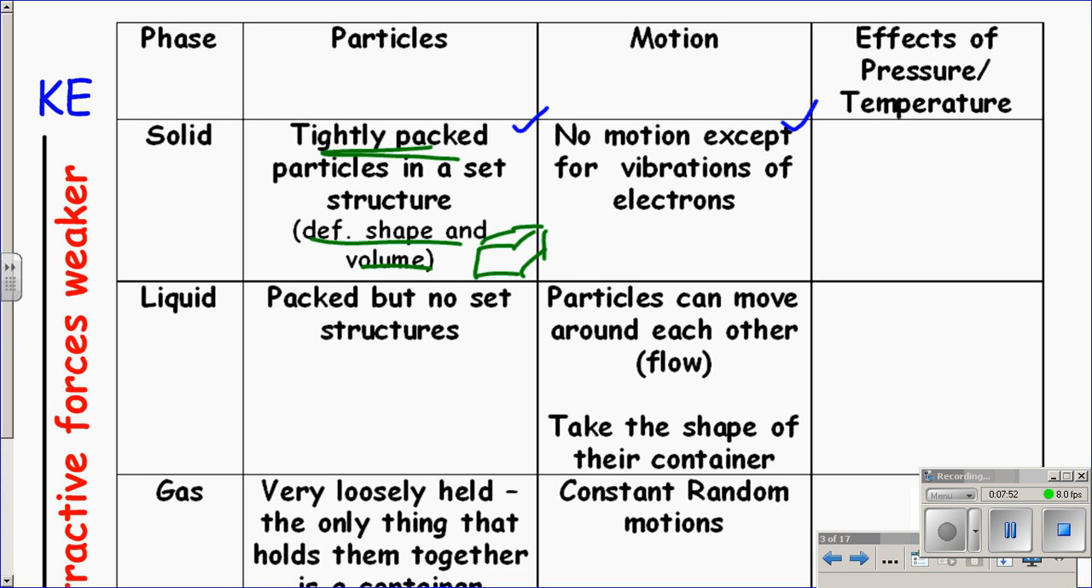Then as you go to liquid phase, they are starting to move apart some, but they're still in this general volume. So they have a set volume, but no set shape, right? So that's how the liquids and solids are slightly different from one another.